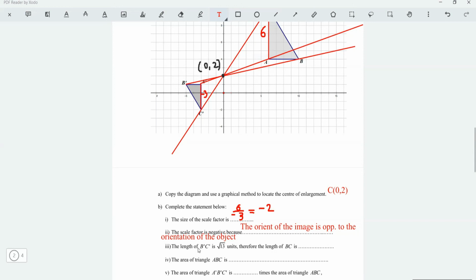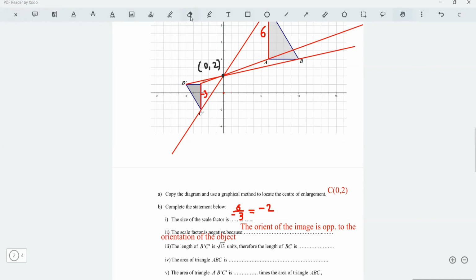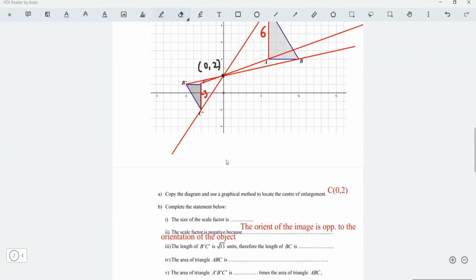It says the length of B prime C prime is root 13. So the length of this, wait, we had a blooper right here. Actually, this was the image and this was the object. It's actually negative 3 over 6. Just to flip a switch, this was negative 3 over 6. My apologies, because the image is this, A prime C prime. The object is 3, 6. So the scale factor is negative a half.